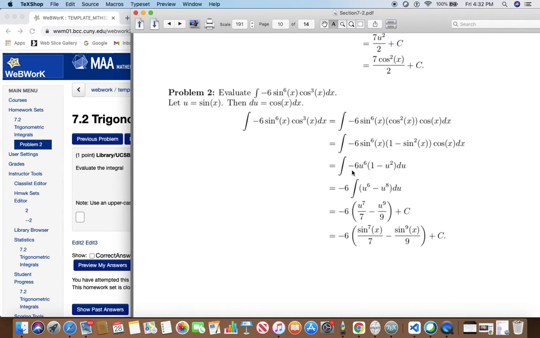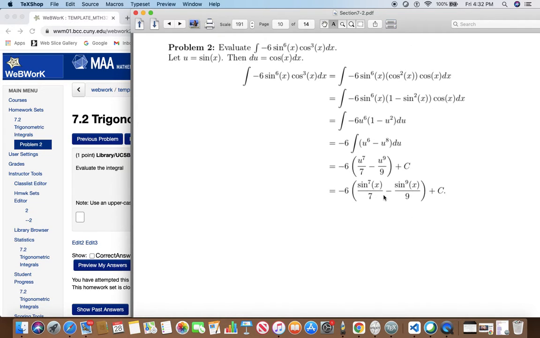So the integral of negative 6 u to the power 6 times 1 minus u squared du. Negative 6 is a constant, comes out. Distribute the u to the power 6: u to the power 6 minus u to the power 8 du. When I take the integration, don't forget negative 6, u to the 7th power over 7 minus u to the 9th power over 9 plus a constant of integration.